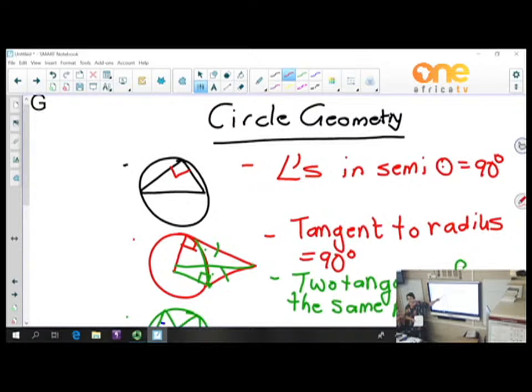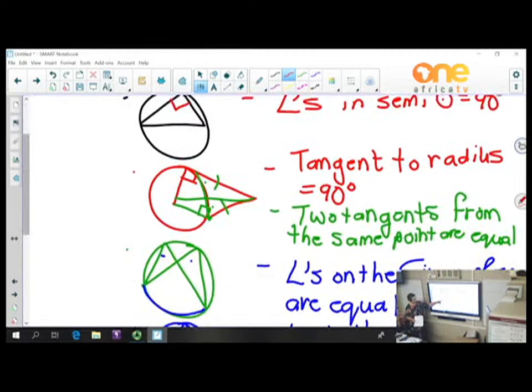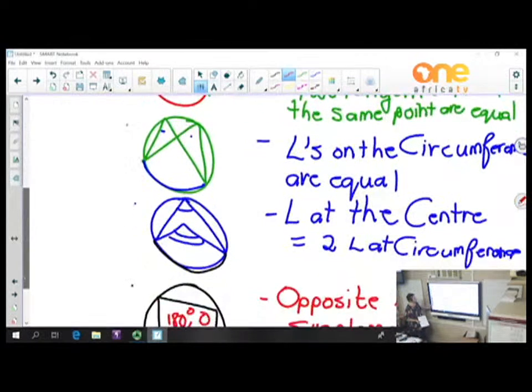So in the first place, the angle in a semicircle is 90 degrees. Next one, two tangents from the same point are equal, and the tangent to the radius is 90 degrees. Then, okay, so let's just go back and see if we have these three. The angle in a semicircle is 90 degrees, and then we've got the two on the tangent. The tangent to the radius is 90 degrees, and then two tangents from the same point are equal. That's the first three.